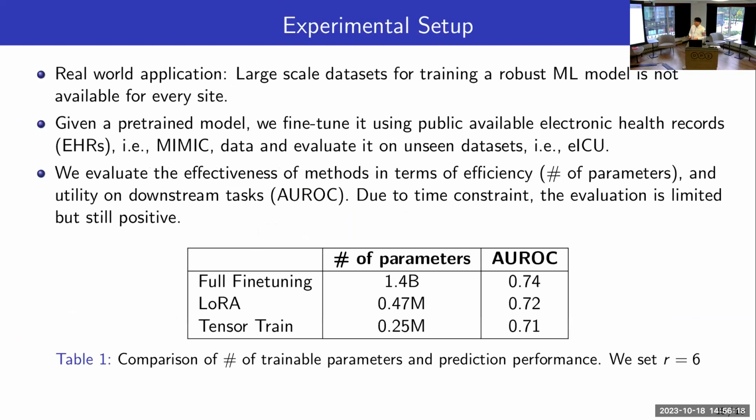Next, I will do the experiment. Actually, low-rank adaptation, whether in matrix or tensor decomposition format, has real-world applications. For example, large-scale datasets for training a robust machine learning model are not feasible or available for every hospital, every site. Some hospitals may have a limited number of samples. Can they train a robust or reliable machine learning model that can be applied to patients? Not really. But what we can do is pre-train a model and release it to them. They can fine-tune it using their own data or publicly available data and evaluate on their own datasets.